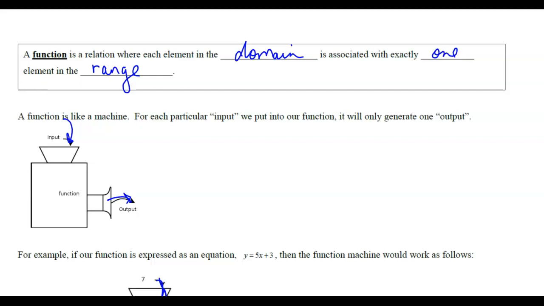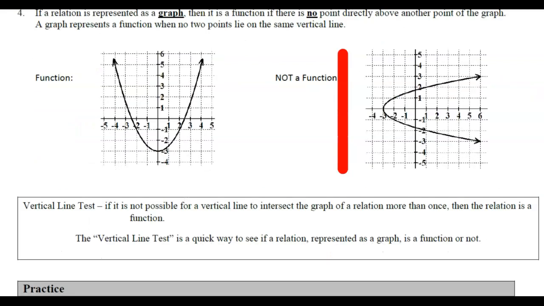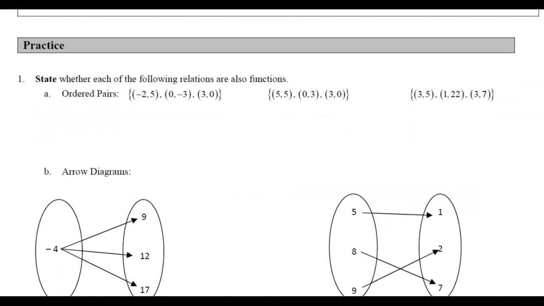So maybe I'll write that in: for every domain value, there is only one range value. Okay. And then it gets you to the practice. So it's a short lesson. Okay.